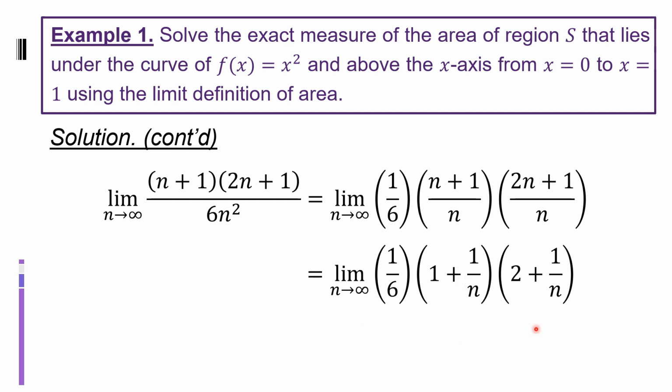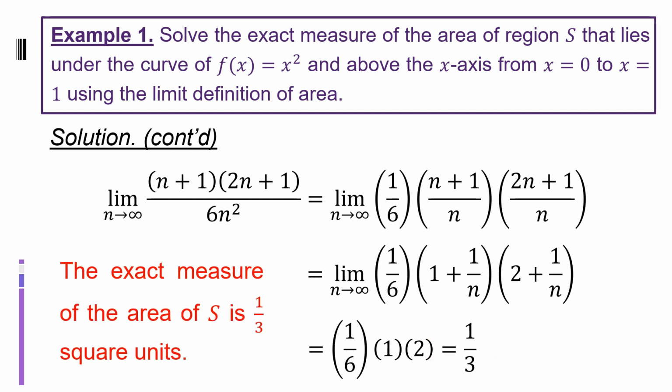So, if we get the limit of that, we have 1 over 6, limit of a constant is just the constant, times limit of 1 is 1, plus limit of 1 over n is 0, kasi nga n approaches infinity, and the limit of 2 is 2, limit of a constant, plus the limit of 1 over n, again, is 0. Okay? So we now have 1/6 times 1 times 2, or that is 1/3. Therefore, the exact measure of the area of S is 1/3 squared units.